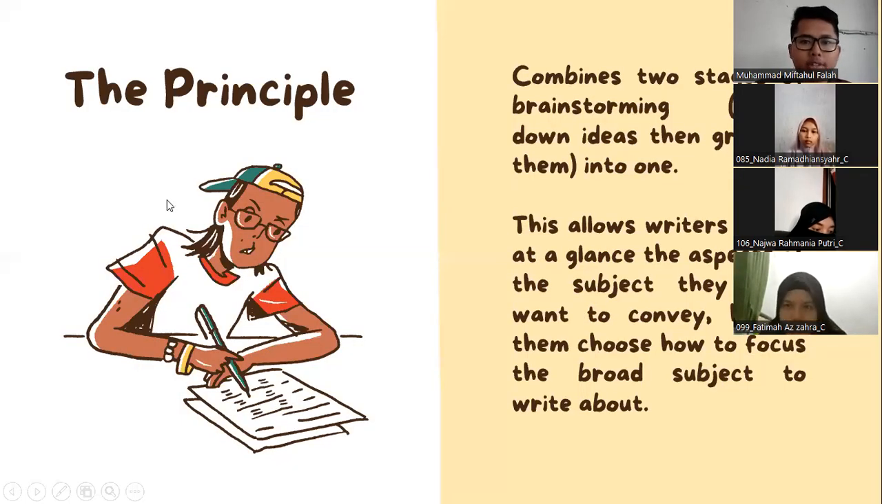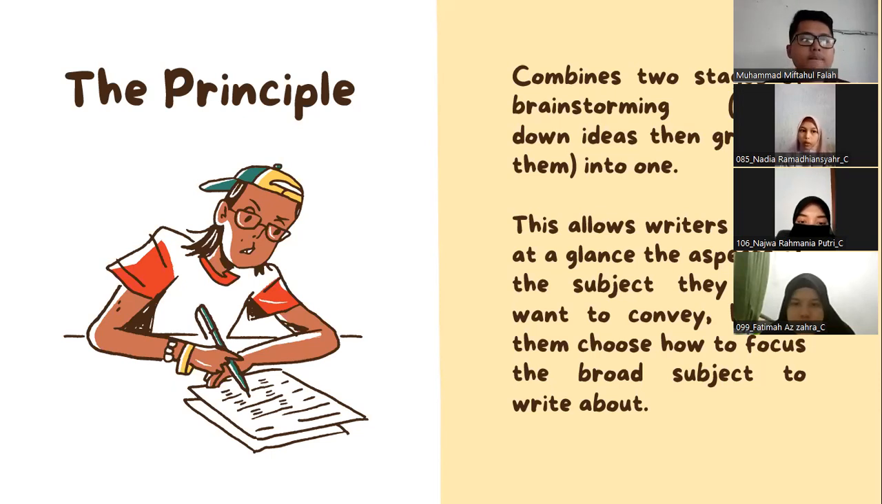The principle of this method combines two stages of brainstorming: first, noting down ideas, then grouping them. This allows writers to see at a glance the aspects of the subject they most want to convey, and helps them choose how to focus the broad subject to write about. Organizing ideas is the goal of this method. By using this method, at least you can organize your ideas so you can make your writing better than before. Okay, that's all from me. Thank you, Nadia.